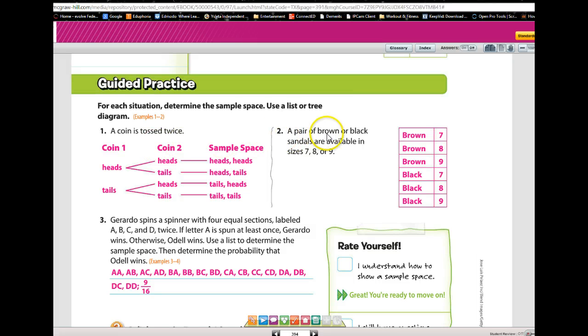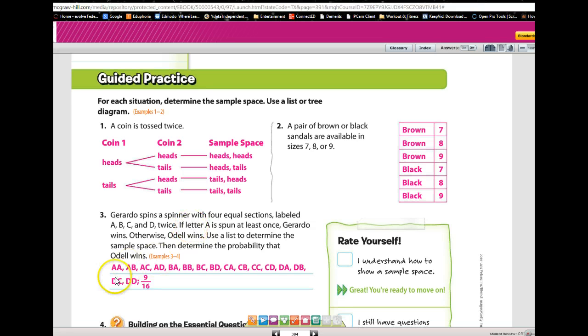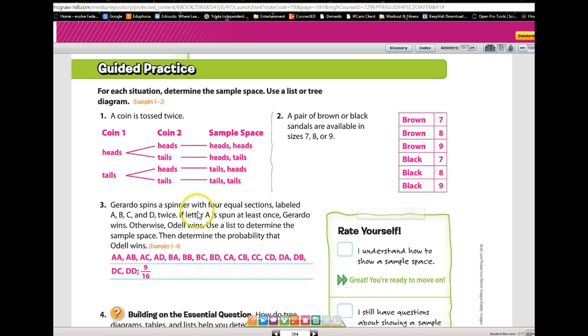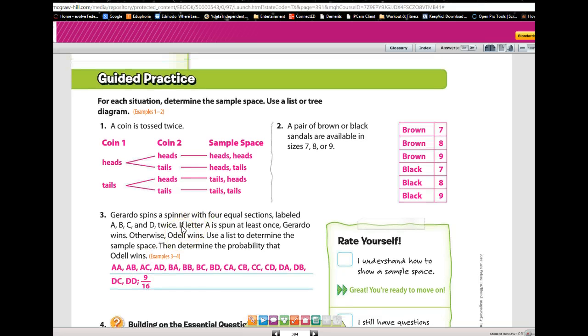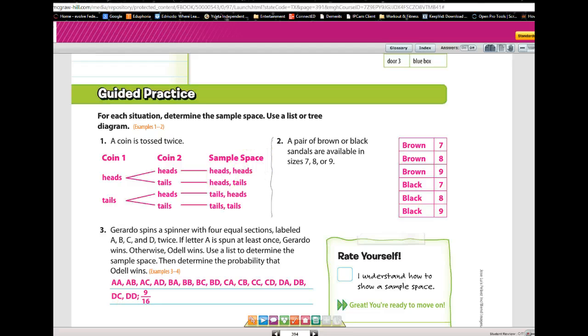Here is a list or table of choosing different kinds of sandals in 2 different colors and in 3 different sizes. And finally, over here, we have a question dealing with a spinner. And here is a list they created as well as an answer to a question. So go ahead and write all these down, because these notes will help you with today's assignment. So once you've done all that, you're going to receive a worksheet with only 4 questions.